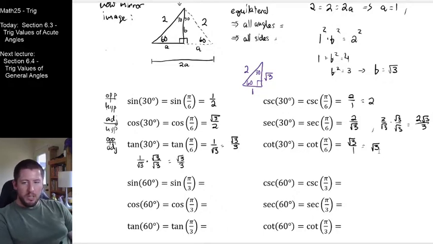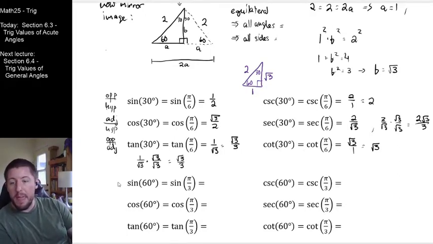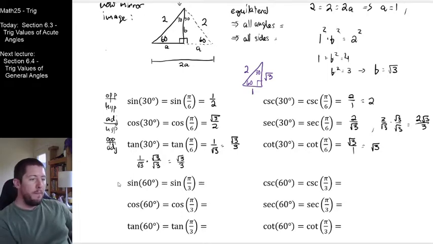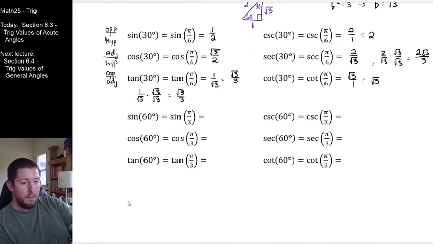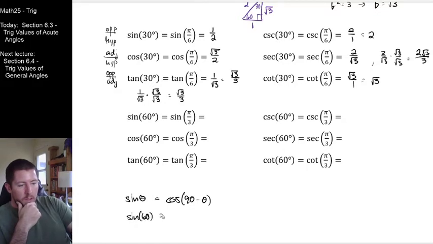Cool. Let's do our 60s, and we're good here. We're going to get kind of all the same stuff, right? Now, one of the things I want to remind you from last class is we talked about the fact that the sines and cosines have this complementary property where we made statements like sine of theta equals cosine of 90 minus theta, right? Well, that's exactly what we're doing now. Sine of 60 should be the same thing as cosine of 90 minus 60, which is cosine of 30.